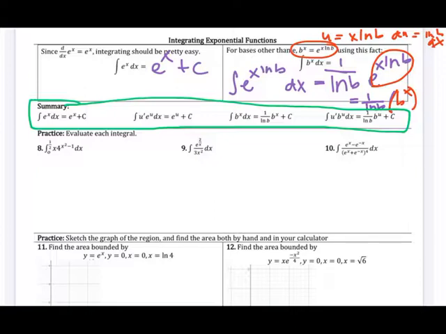And again, if that exponent is a function, make sure that you integrate that function as well. So that's where the u substitution version comes in. Now let's look at some practice problems.